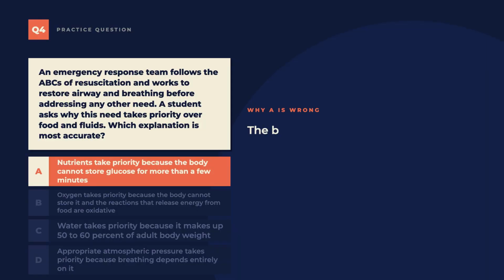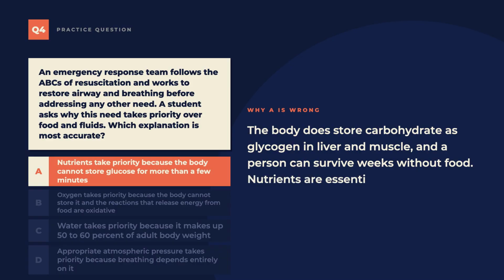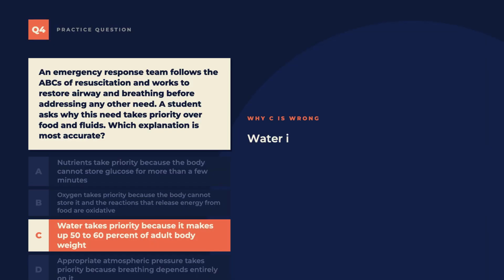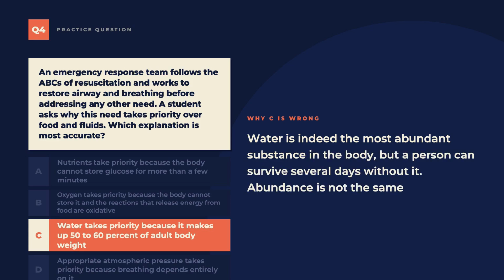A is wrong because the body does store carbohydrate as glycogen in liver and muscle, and a person can survive weeks without food. Nutrients are essential but far less time critical than oxygen. C is wrong because water is indeed the most abundant substance in the body, but a person can survive several days without it. Abundance is not the same as urgency.